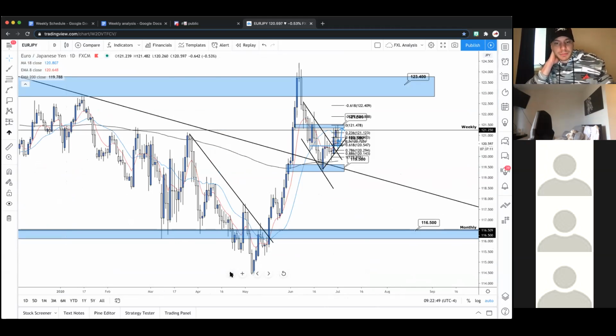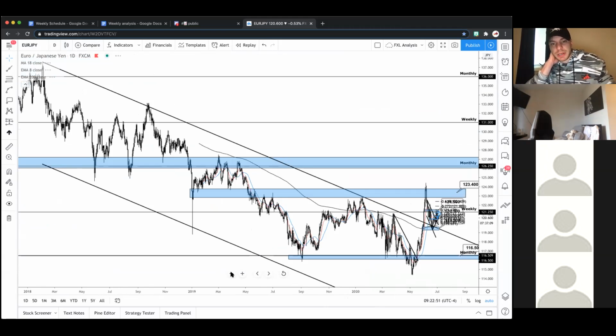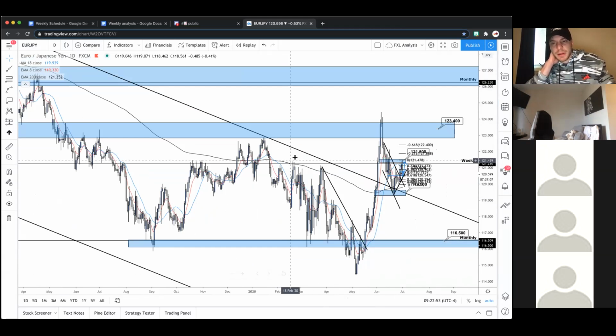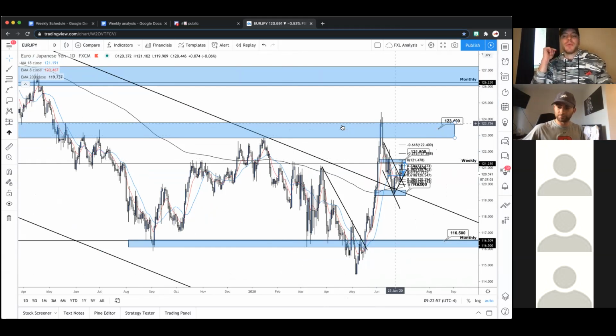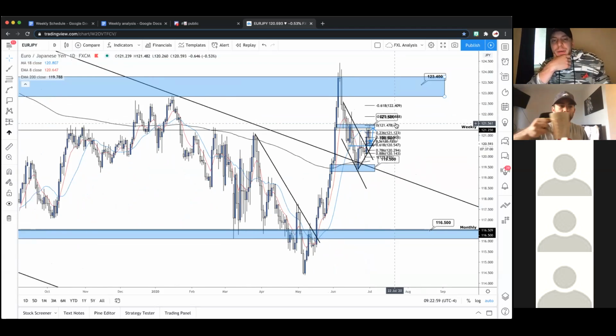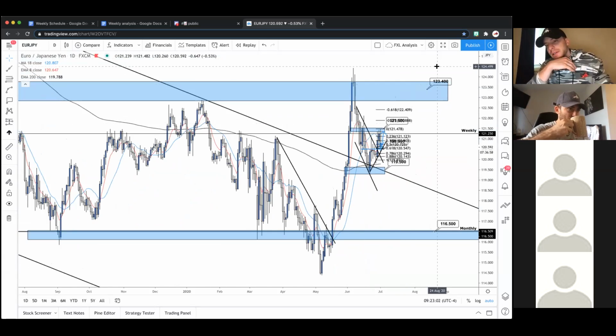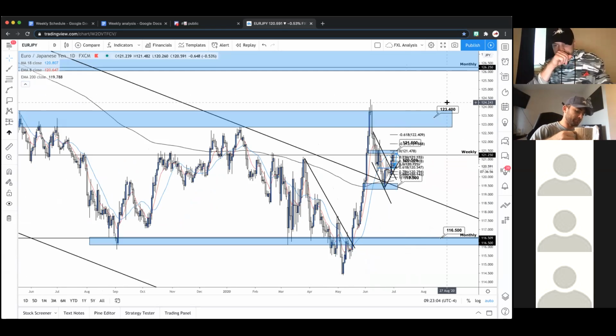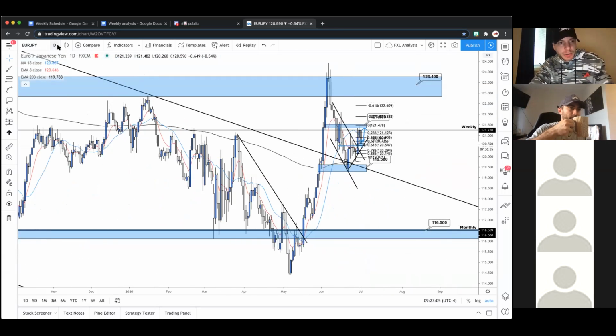Daily time frame. Identify sentiment. Bearish as hell, right? This is a prior lower high, huge resistance area around 123.4. So it's still bearish, right? Until this area breaks, and then I'll consider long setups. All right, so let's zoom in on current price action.